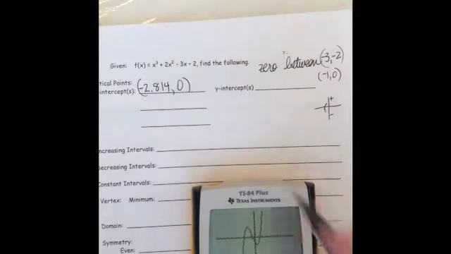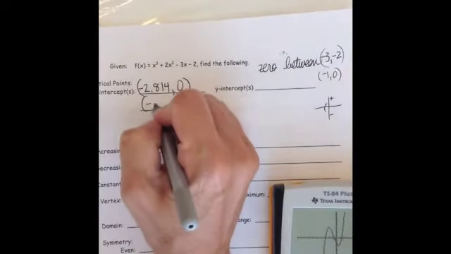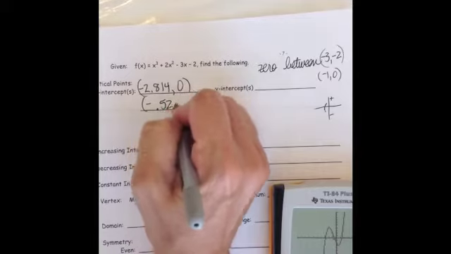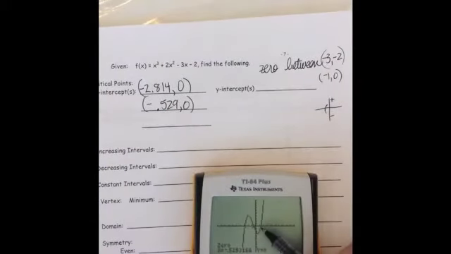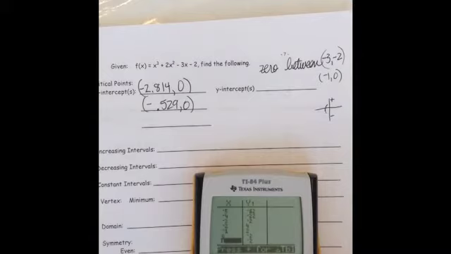And that is -0.529. Yes, we want 3 decimals. No less will do. And your last one. Now you can see that it's between 1 and 2. You can see it's crossing there, but let's do our table test. And let's hunt for it. Now y is negative. When does it change? Oh, right there. y changes from negative to positive. That's between 1 and 2.